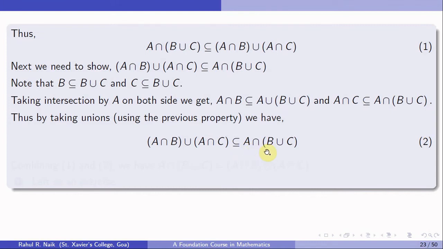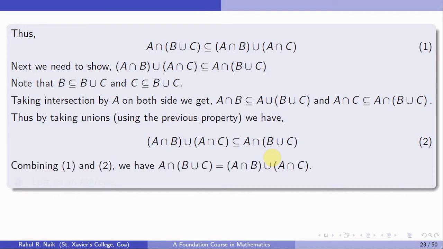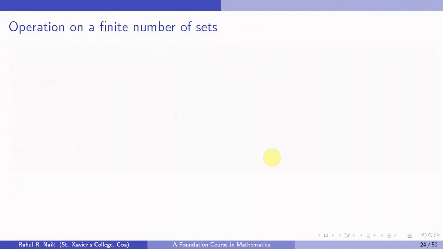Operation on a finite number of sets. So far we have defined union and intersection of two sets. Now this can be extended for a finite number of sets. So here we would see that extension and the definition of union of finite sets and intersection of finite sets. So first, see union of finite sets.